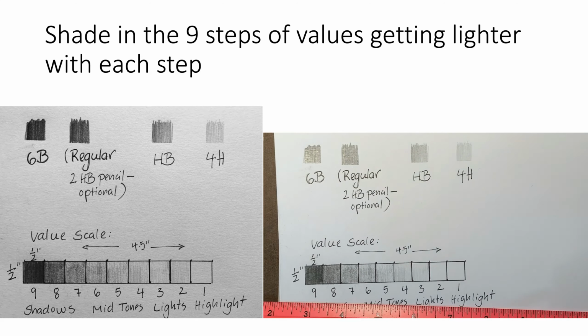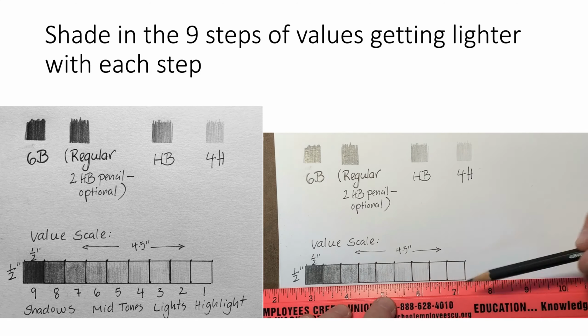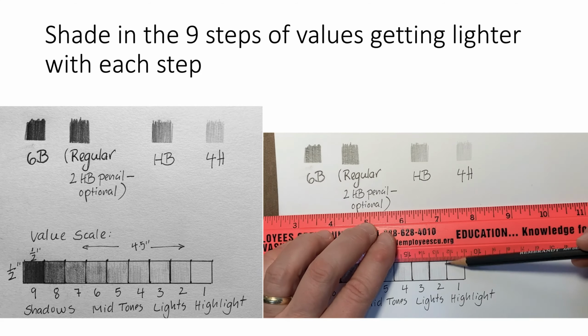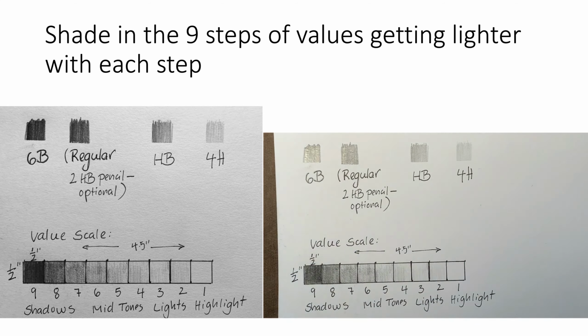And I'm shifting to my lightest pencil, the 4H pencil. Again, I'm pressing very lightly to barely add any value to my square. And I'm leaving the last square unshaded, using the white of the paper as my lightest value.